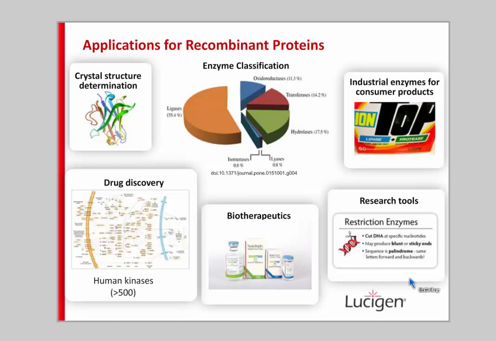And this is rituximab, which is a biotherapeutic monoclonal antibody, which is used to treat non-Hodgkin's lymphoma, leukemia, and rheumatoid arthritis. And then for an example of research tools, we chose restriction enzymes, which are purified proteins that almost every molecular biologist is familiar with. And industrial enzymes like lipases and proteases can be used in consumer products like detergents and other cleaning solutions.